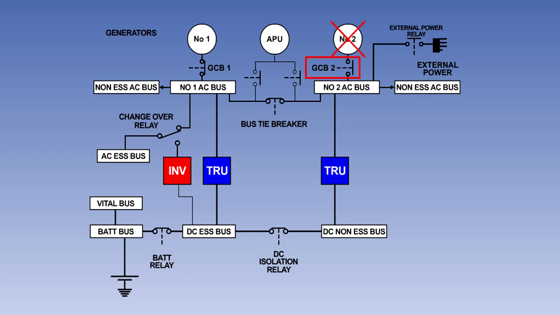If either generator should fail, its generator control breaker will open, disconnecting the generator from its busbar. The bus tie breaker will close automatically, thereby maintaining power to all busbars from only one generator. Loads on the non-essential busbars can be shed if required. If necessary, the APU can be started so that its generator can be brought online to replace the failed engine-driven generator. In this case, the bus tie breaker will open once more to isolate the APU generator from the serviceable engine-driven generator.